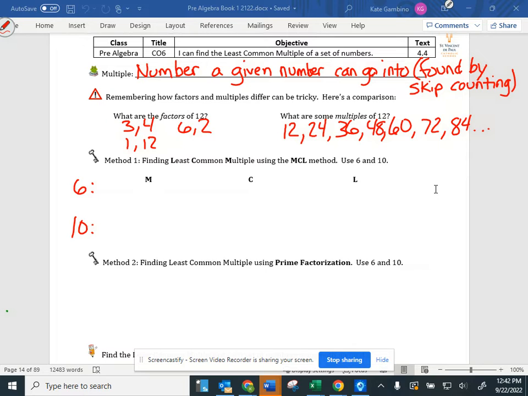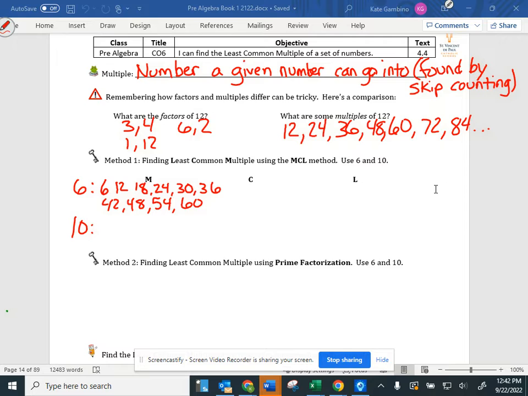So I'm going to write out my multiples of 6, starting with multiplying by 1. 6 times 1 is 6. Then just say it out loud for me. 12, 18, 24, 30, 42, no, not 40, 42. 48, 54, 60. That's 10. I said just write out the first 10.